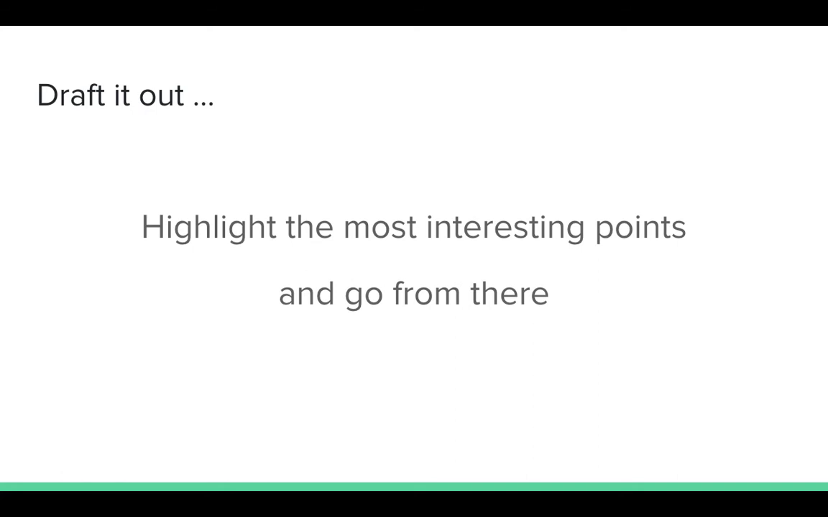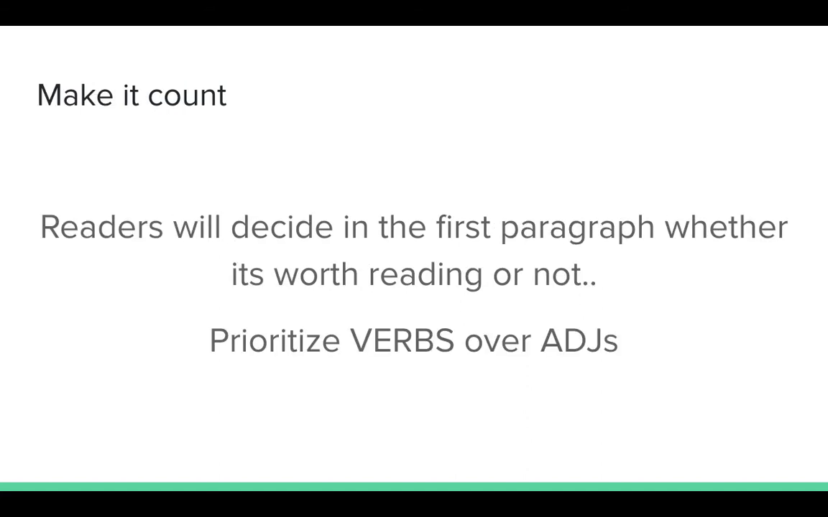Make sure that you draft it out. Highlight the most interesting and important points and go from there. Once you're ready to write, you review your notes and mark down the most interesting points and quotes that you would like to use to shape your story about this person. Consider what was the most surprising and build your story structure around the peaks and the compelling parts of the conversation. Make it count. Readers will decide in the first paragraph whether it's worth reading or not.